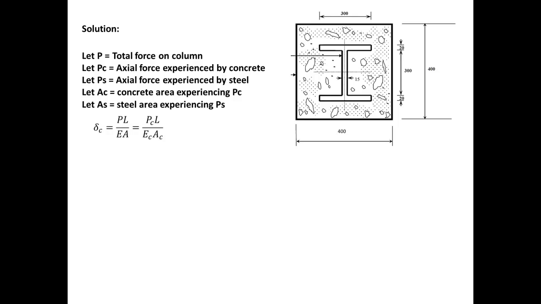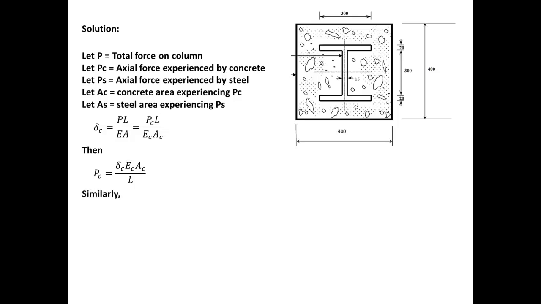So going back to our basic equations, the shortening due to this compressive force in the concrete only is equal to this equation, PL over EA, where P, in this case, is the Pc, which is the axial force experienced by concrete. L is the length of the column. Ec is the modulus of elasticity for concrete. Ac is the area experiencing the compressive force on concrete. Then, we can solve for Pc by rearranging, and we have Pc in this form, delta c, Ec, Ac, the whole thing over L.